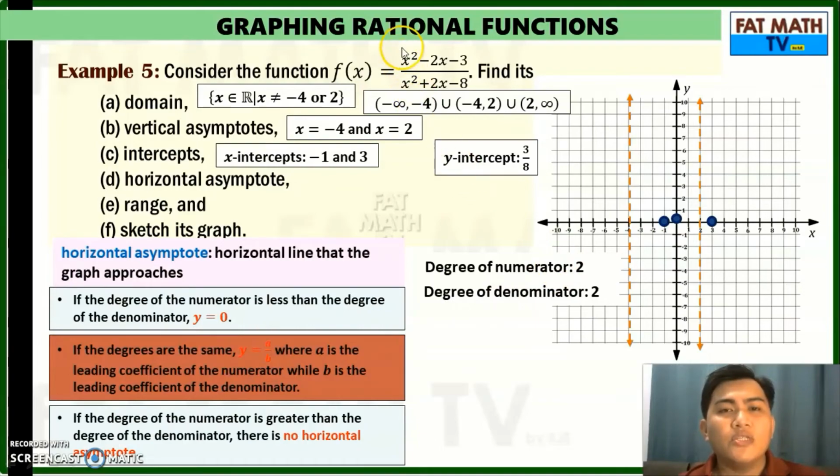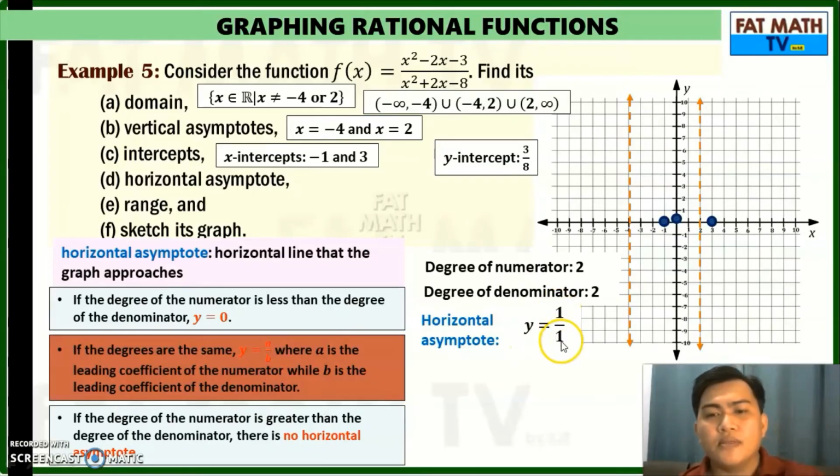What's the leading coefficient here? The leading term is x squared. What's the coefficient of x squared? 1. Okay. The leading term here is x squared. What's its coefficient? Also 1. So the horizontal asymptote is 1 over 1, I mean, y equals 1 over 1. So y equals 1. So y equals 1 is a horizontal line that passes through (0, 1) here.